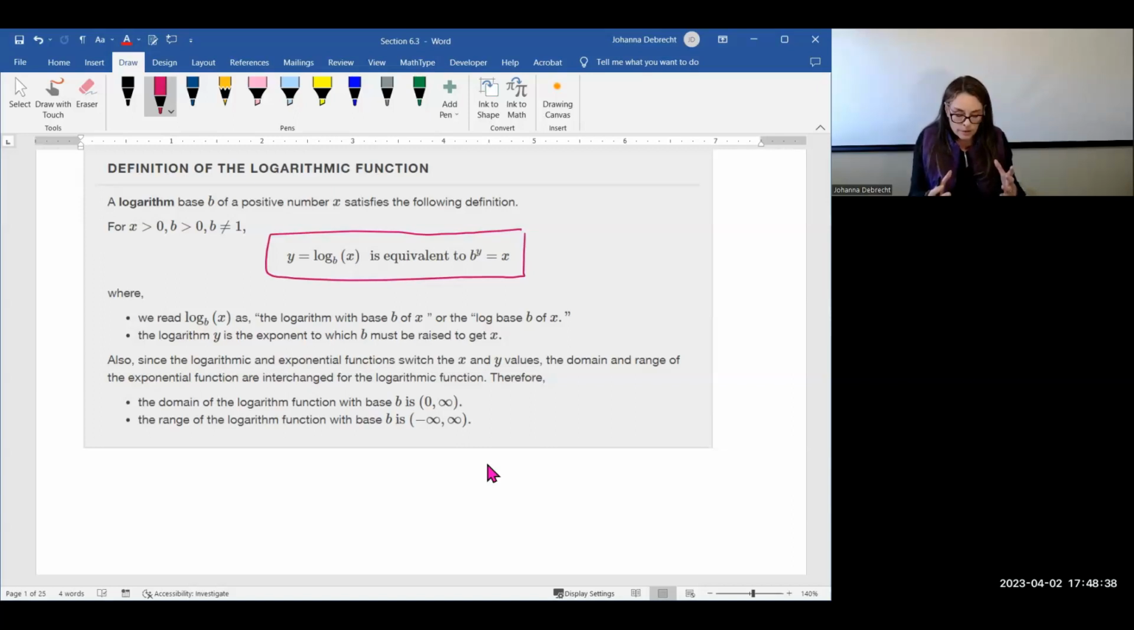Now, what about the power? In the logarithm, the y is the power. So the logarithm actually represents the power. So when we're thinking about it, remember in an exponential, the power can be anything. It was negative infinity to infinity. And because we're swapping our x and y in these inverse functions, we're swapping our domain and range. So we're going to see that the domain is now 0 to infinity, and the range is negative infinity to infinity. So it kind of swaps out.